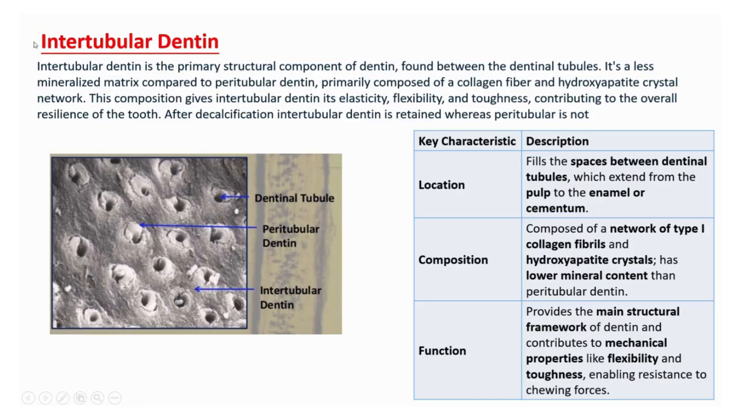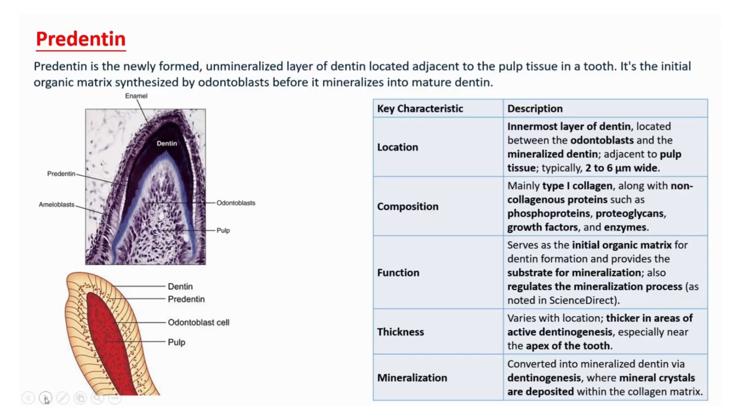They are surrounded by your peritubular dentin. Next, we move on to intertubular dentin. As the name suggests, intertubular, it is found in between your dentinal tubules. It is a primary structural component of dentin. It is a less mineralized matrix compared to peritubular dentin, primarily composed of a collagen fiber and hydroxyapatite crystal network. Next, we move on to predentin. Predentin is the newly formed unmineralized layer of dentin that is located adjacent to the pulp tissue in a tooth. Over here in this image, we can see this thin layer is of predentin.